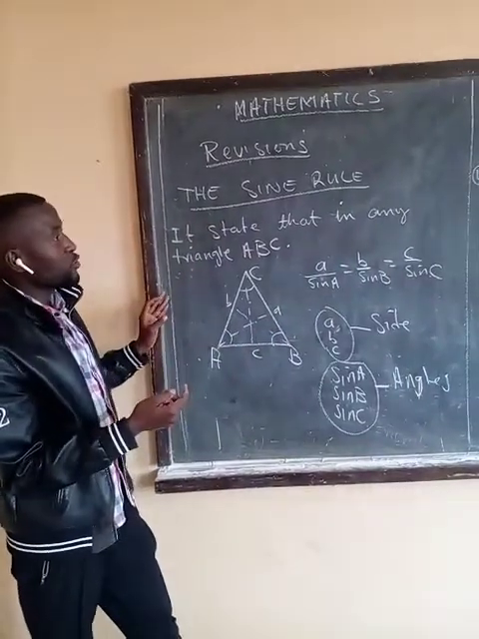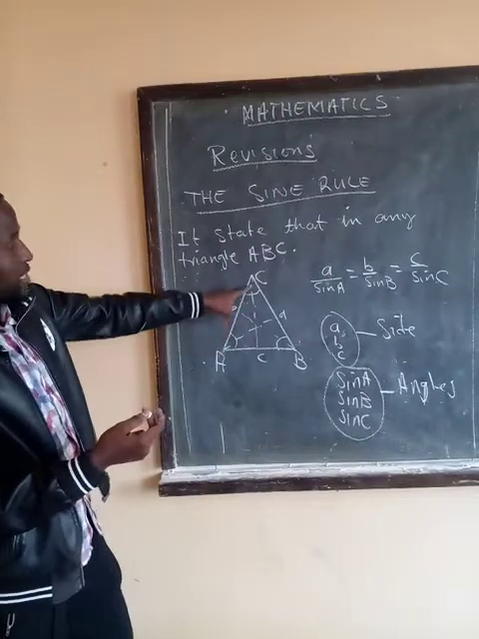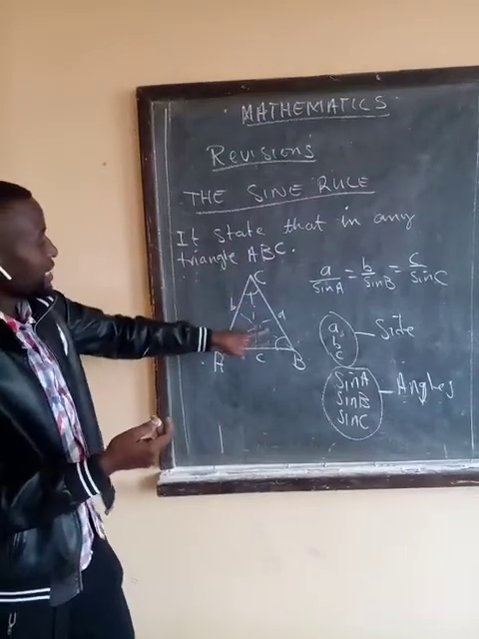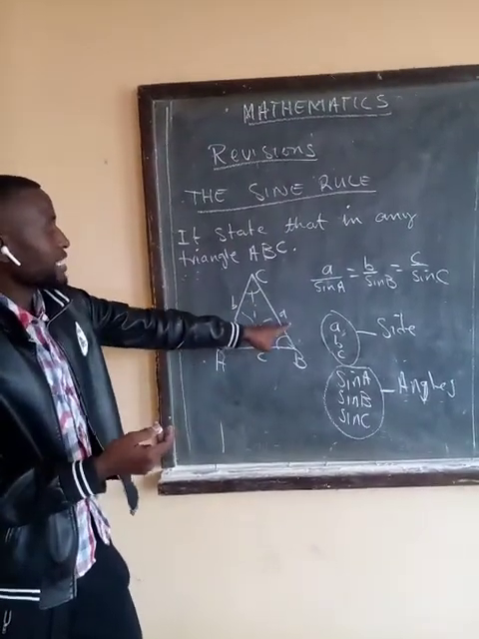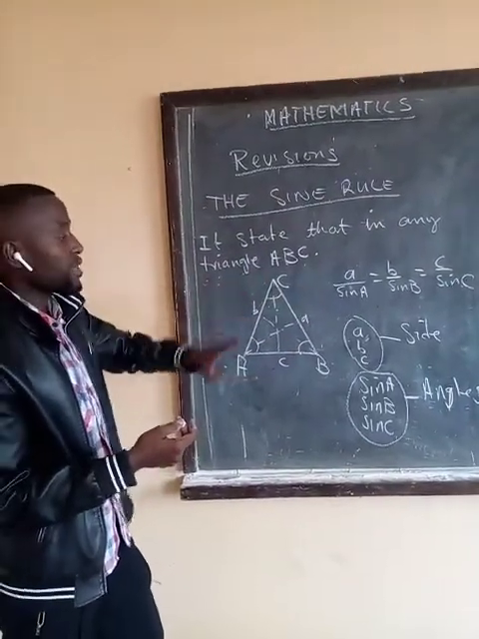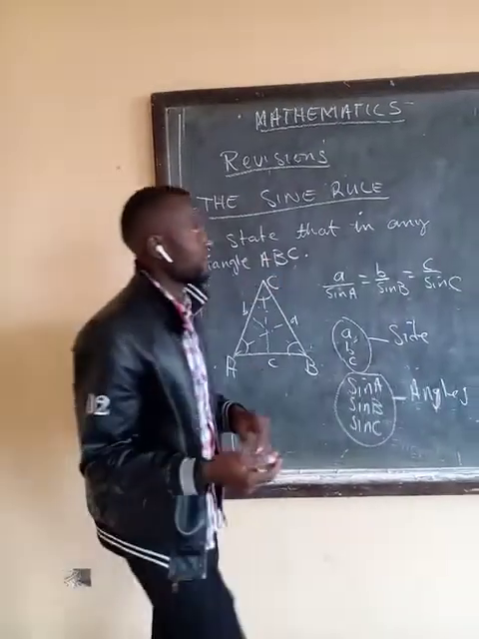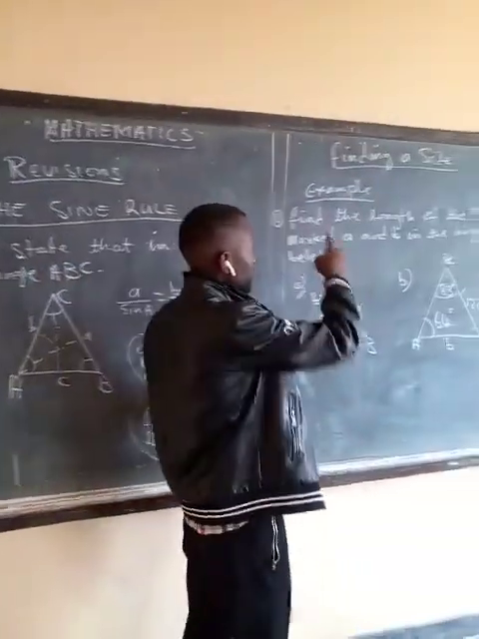In other words, let's say you are given two angles and also a side, and you are asked to find another side. You are going to use the sine rule. So how can I use it to solve a practical example? Let's look at our first example, which is here.